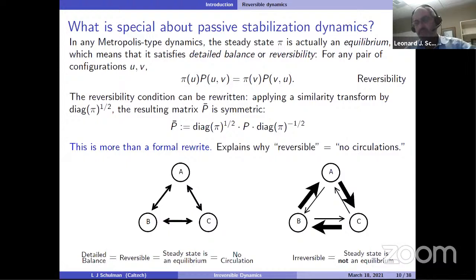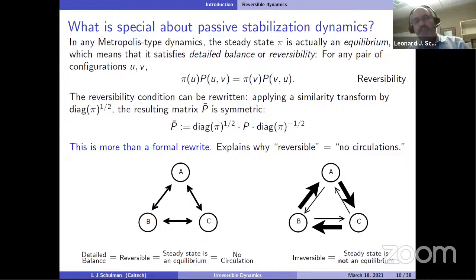Okay, so it's kind of very unfortunate, but this is what it means. Now the reversibility condition can be rewritten if you just do a conjugation, or similarity transform, on the matrix, taking into account the degrees of the vertices, and you form this new matrix P bar. Then that P bar is symmetric if and only if the Markov chain is reversible. So really, thinking about reversible Markov chains is, after this kind of rebalancing, the same as thinking about these kinds of matrices, which are in fact symmetric.